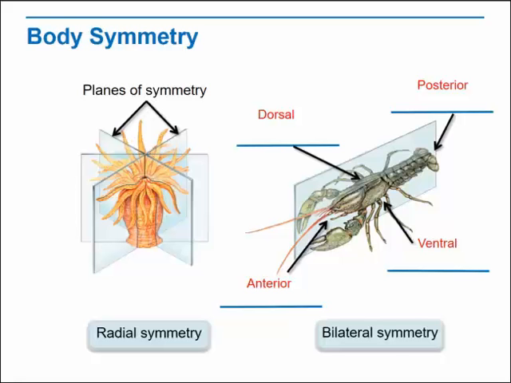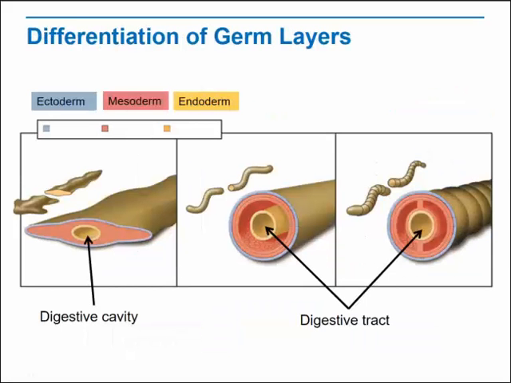The most successful animal groups exhibit bilateral symmetry, in which a single imaginary plane divides the body into a left and right sides that are mirror images of each other. Animals with bilateral symmetry have a definite front or anterior end and a back or posterior end. Bilateral symmetrical animals also have an upper or dorsal side and a lower or ventral side. This diagram shows cross-section representations of three groups of animals, from left to right: flatworms, roundworms, and earthworms.